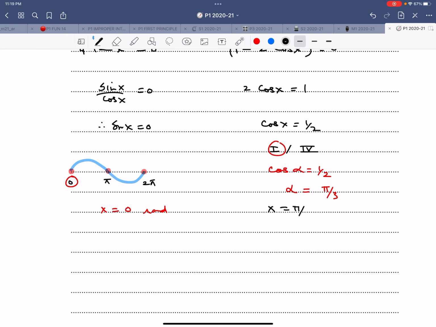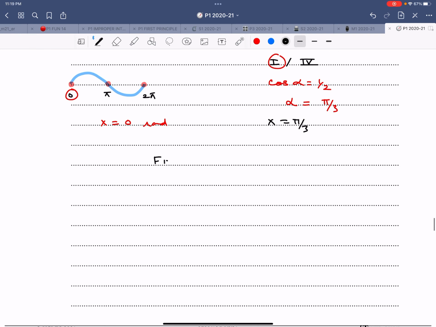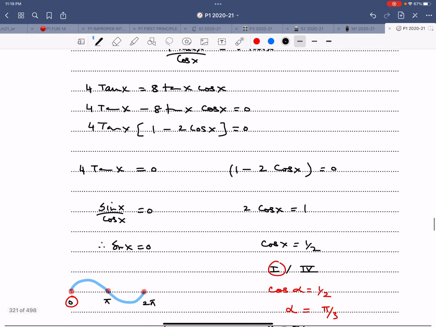So the two final answers, write them separately. Don't leave the examiner confused. Therefore x is 0 radians and pi by 3 radians. These are the two possible answers. So this thing is done.